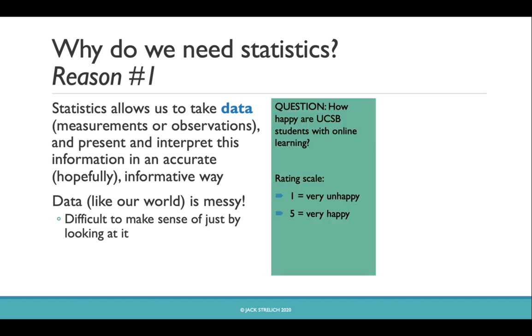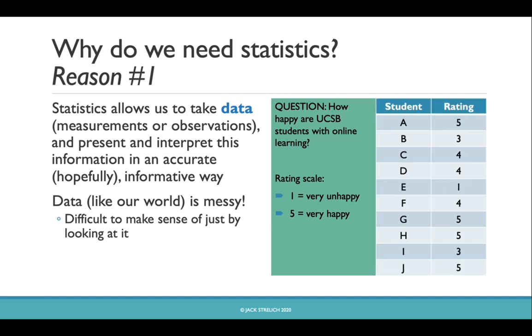So, as an example, let's say we want to find out how happy UCSB students are with online learning. So, we get a handful of them to fill out a survey with a rating scale that goes from 1, meaning very unhappy, to 5, meaning very happy. And we get something that looks like this. So here we see all 10 of our students, A through J, and their ratings, which range from 1 to 5.